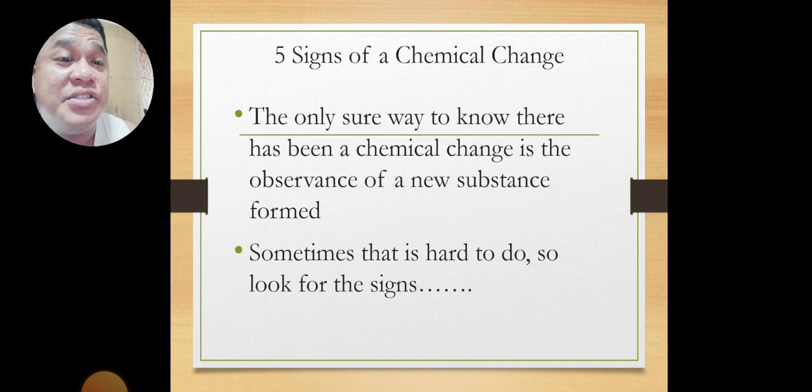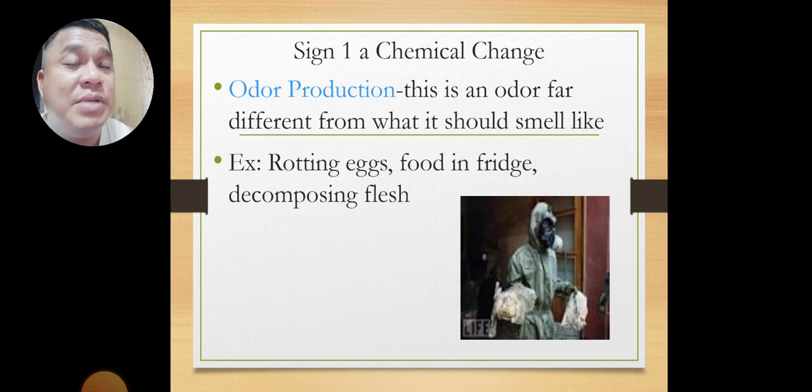Sometimes that is hard to do, so it isn't enough to consider the changes of chemical reactions alone, because you need another proof. So sign one for chemical change is odor production. This is an odor far different from what it should smell like.